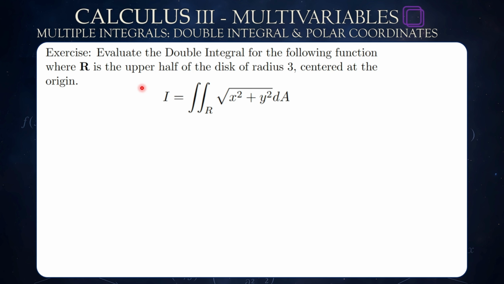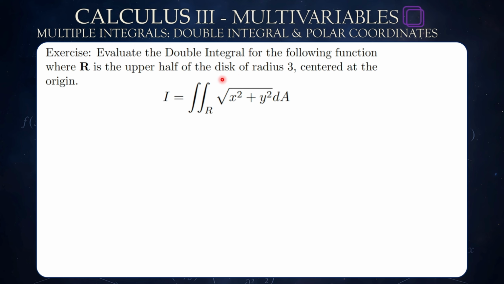Another example, evaluate the double integral for the following function where R is the upper half of the disk of radius 3 centered at the origin. Now mind you, before we evaluated only the area, so this function f(x,y) was equal to 1. Here in this case, you are evaluating the double integral of this function over that area, where the area is the upper half of the disk of radius 3, which gives you the volume, no longer only the surface.